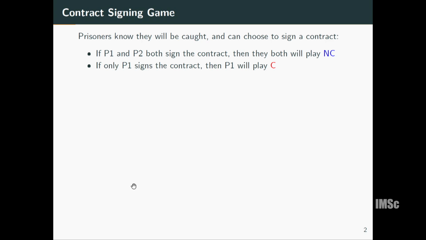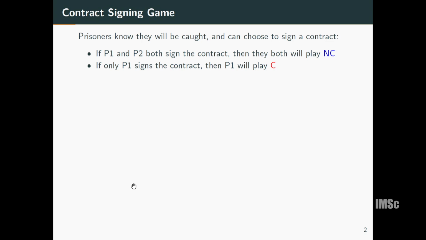So even though there is a concept of contract signing, there is a possibility that one person does not sign the contract. So we assume that if one person is not signing the contract, the other person will automatically play C, which is the strongly dominant strategy of the player. Does it make sense? So if I want to sign the contract, and the other person is not signing the contract, then by default I will play my strongly dominant strategy. Make sense? Yes?